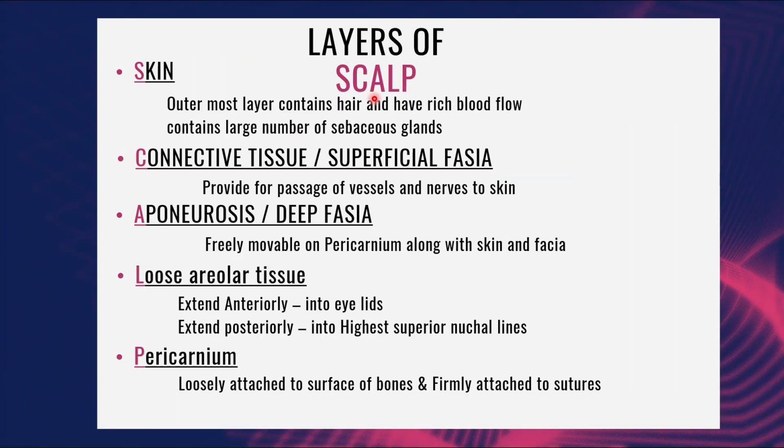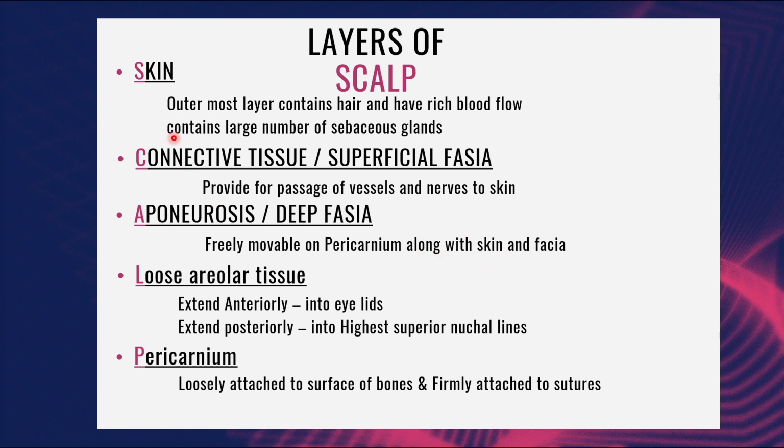Coming to the layers of scalp, first layer is skin. Skin is the outermost layer, contains hair, has a rich blood supply and contains a large number of sebaceous glands. In this layer sebaceous cysts also form. And second layer is connective tissue. This connective tissue is also called superficial fascia. And third layer is aponeurosis. This aponeurosis is also called a deep fascia, which is freely movable on the pericranium along with skin and fascia.